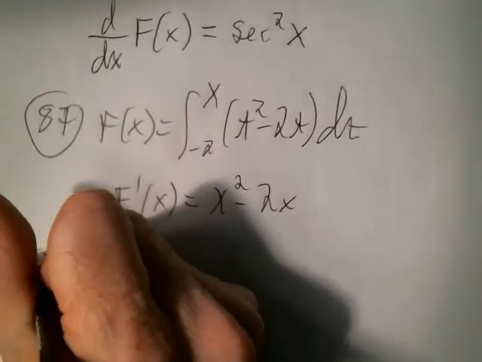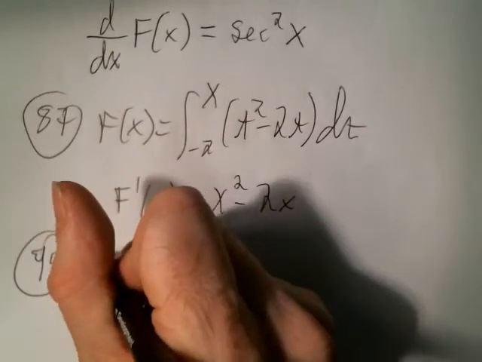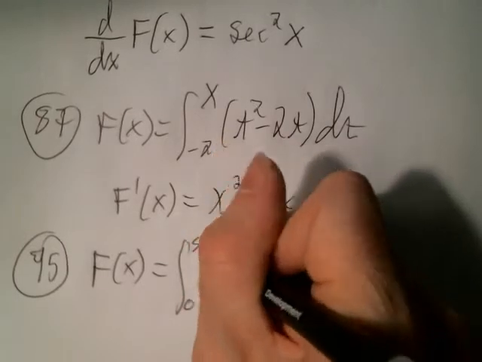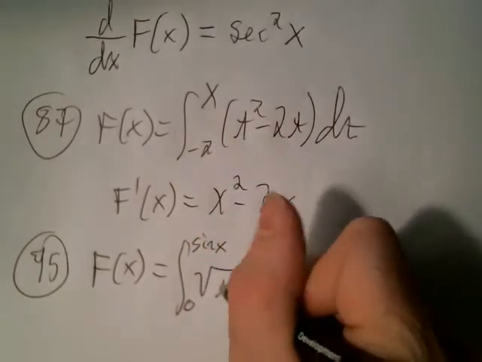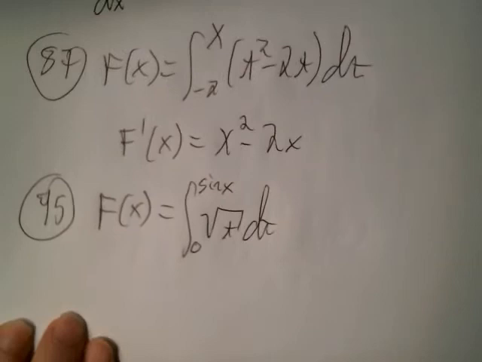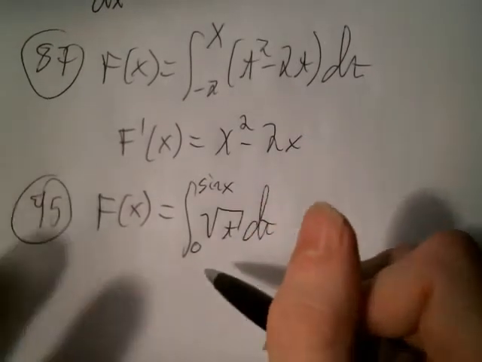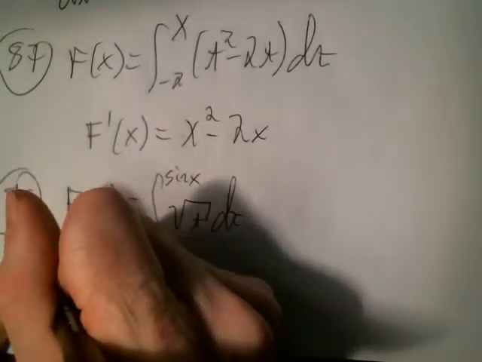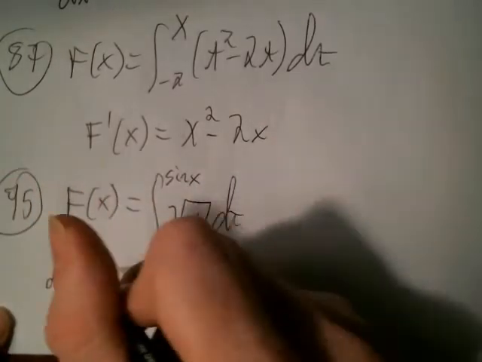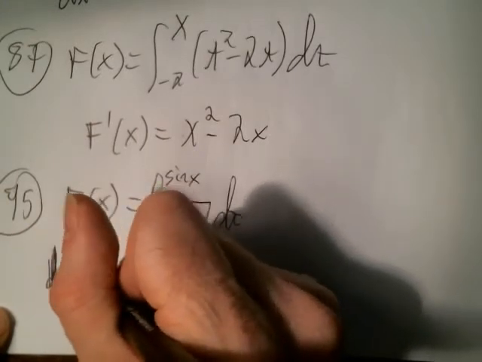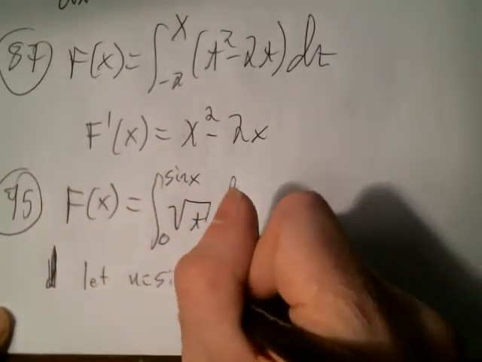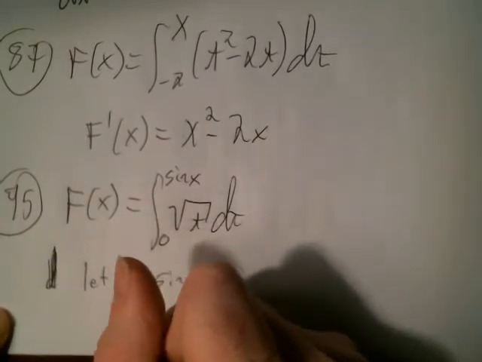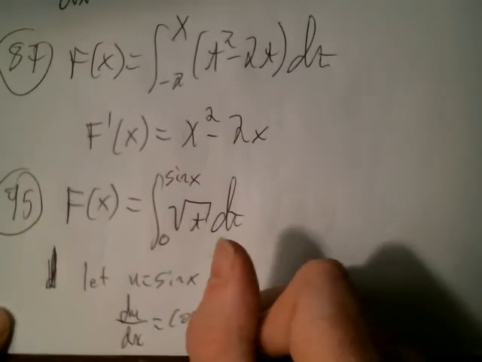It gets a little more complicated when they start putting some weird functions up in the upper limit. So f of x equals the integral from 0 to sine of x of the square root of t dt. You can't just say this is equal to the square root of sine of x. It won't work that way. What you have to do then is u sub. So you'll say let u equal sine x, and go from there. So du with respect to x is equal to cosine x.